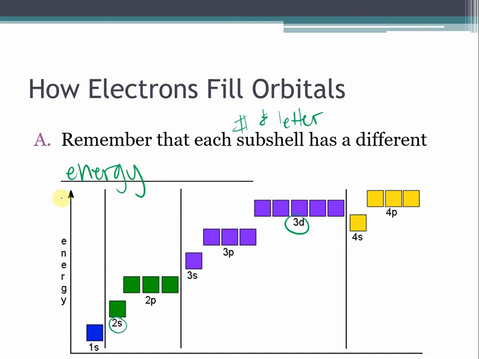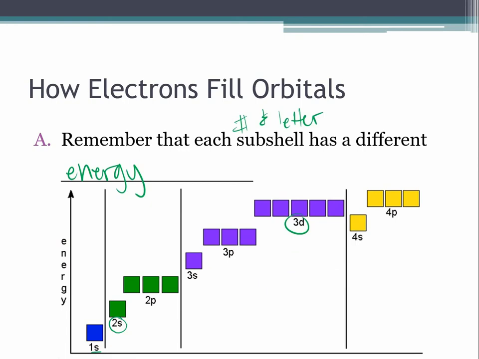So this is energy here on your y-axis. Your 1s subshell has a really low energy. And then 2s is slightly higher, 2p even higher, 3s, 3p, 4s is actually next. If you see 3p and then 4s, 3d is higher, and then 4p is the highest. Each subshell has a slightly different energy.